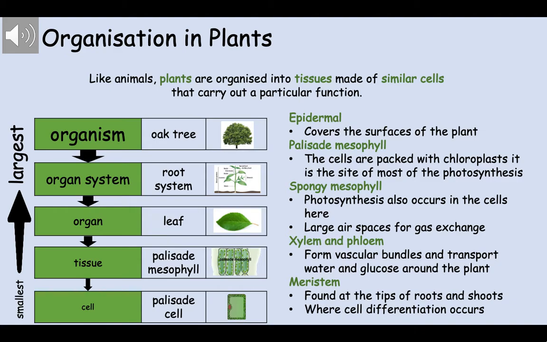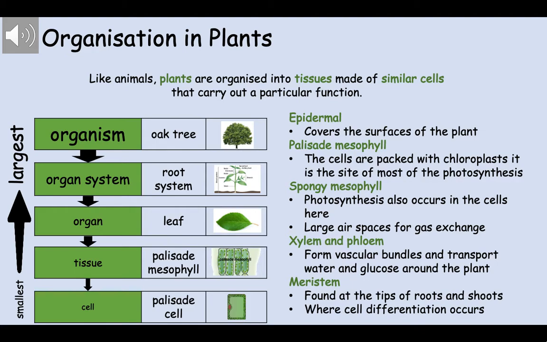And then finally, we're going to see the organism as a whole, which would be the whole plant we're looking at. The example given there is the palisade cell, and the palisade cell is where photosynthesis takes place. So if you want to find the cell which is going to have the most chloroplasts in, that's the cell you're going to be looking for, because chloroplasts are the site of photosynthesis.